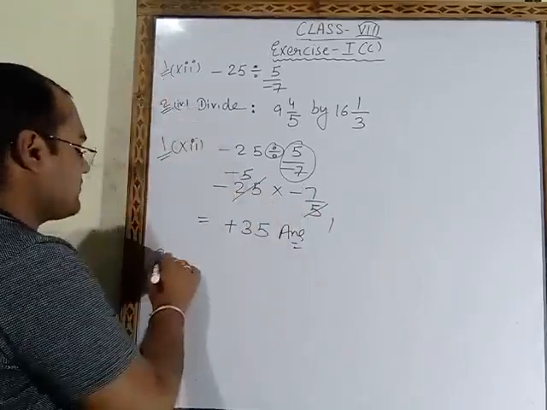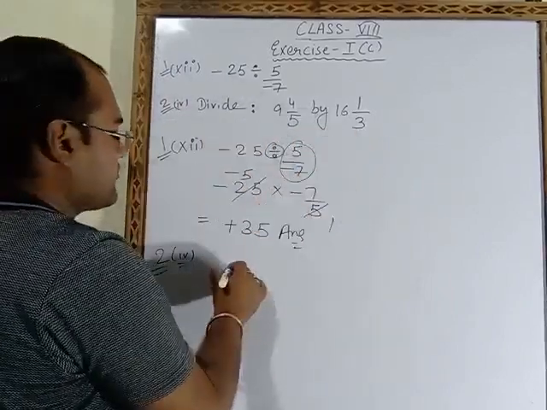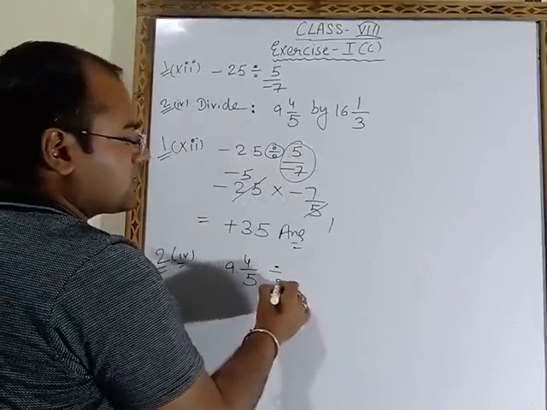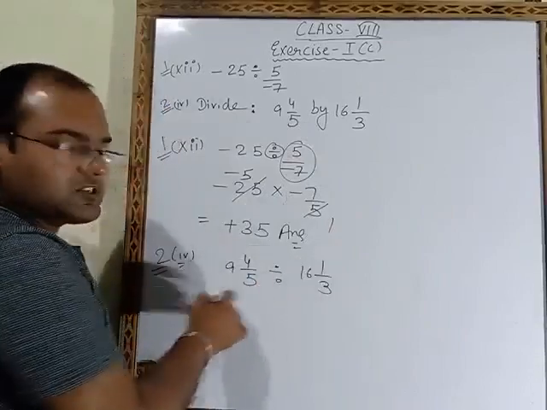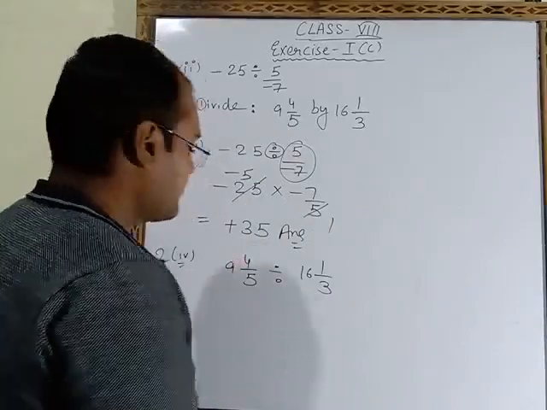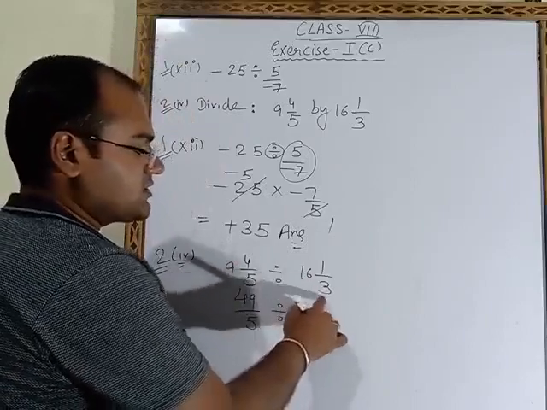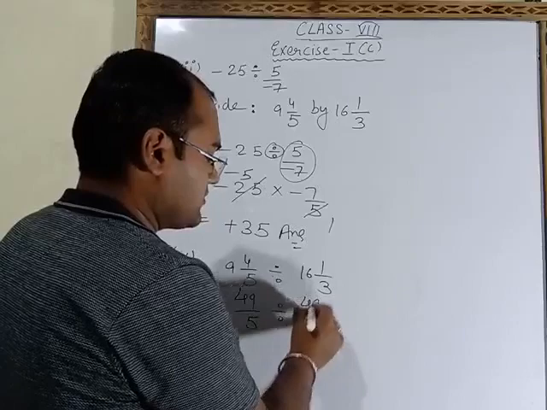Now second question, 4th part. Divide this by this. So what you have to do? 9 whole 4 upon 5. Instead of "by", we will take the divide sign. 16 whole 1 upon 3. Now we will change these mixed fractions. 9 fives are 45, 45 plus 4, 49 upon 5. Divide 16 threes are 48 plus 1, 49 upon 3.